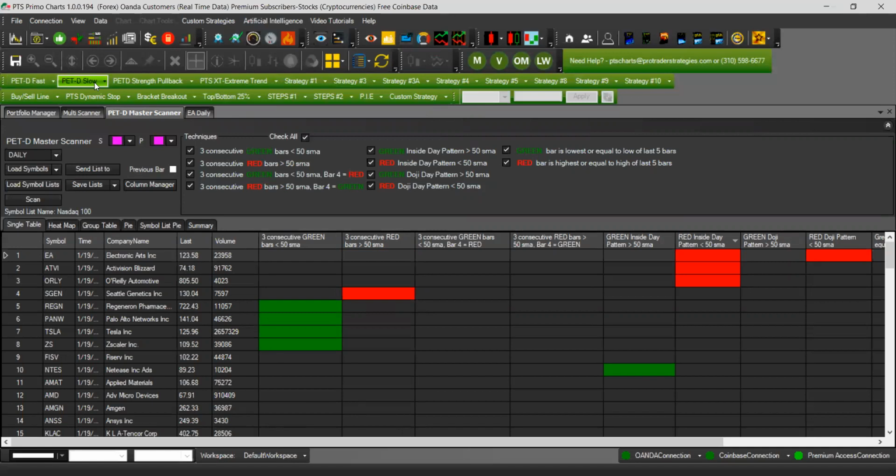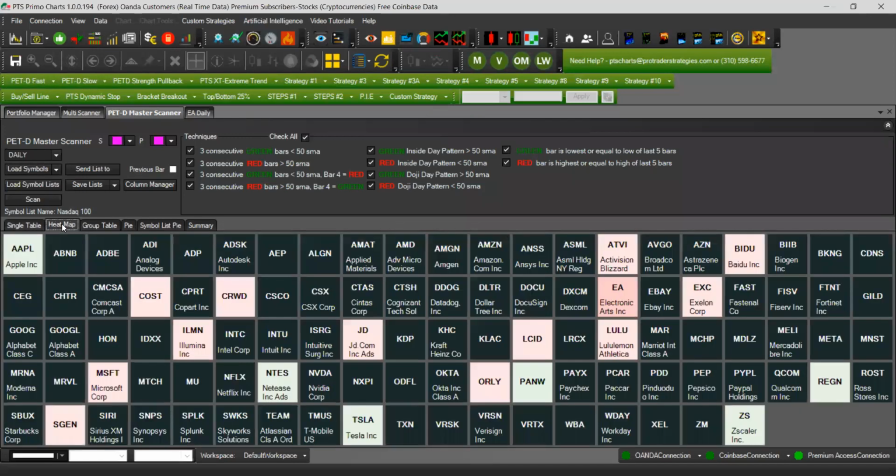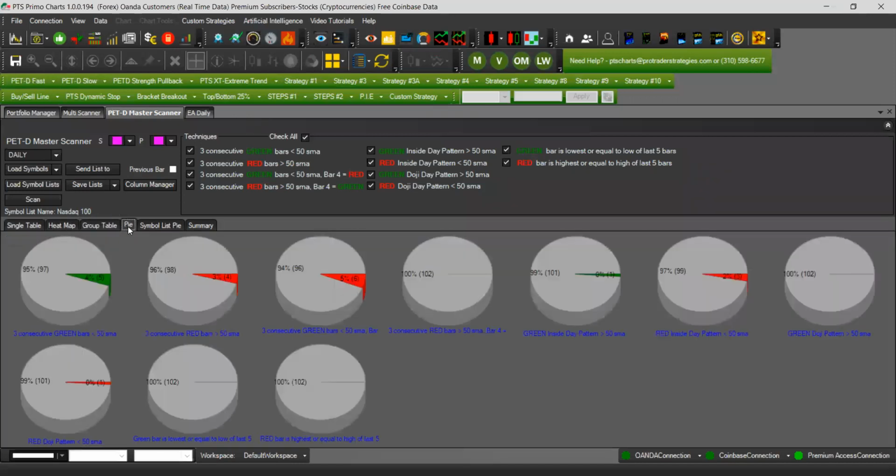And the functionality is pretty much the same as the other. So we're going to continue with that. You also have a heat map. You have a group table, a pie. The pie is pretty interesting because you can see statistics on each one of the techniques. So 3 consecutive green bars below the 50-day moving average, 4% of the NASDAQ 100 has signals on that. And so on. You can see statistics here.